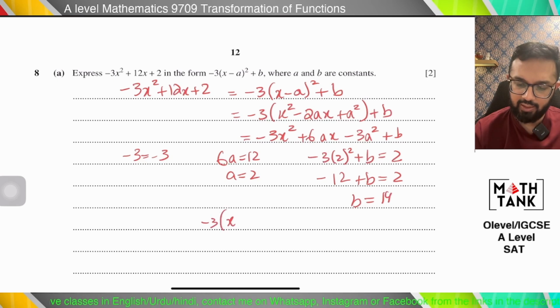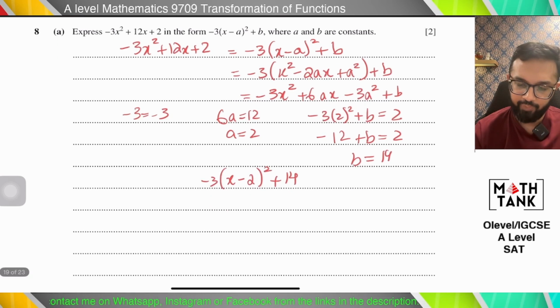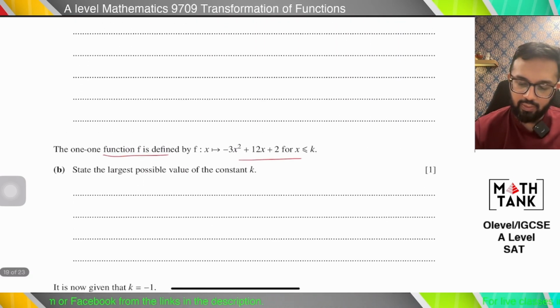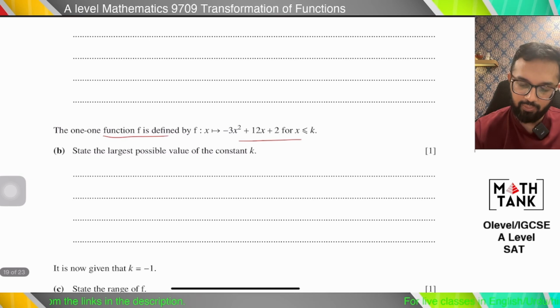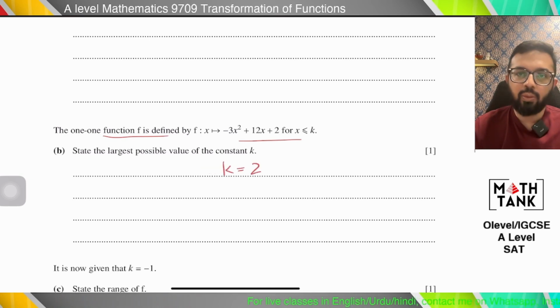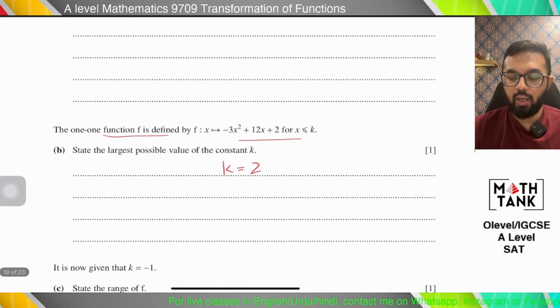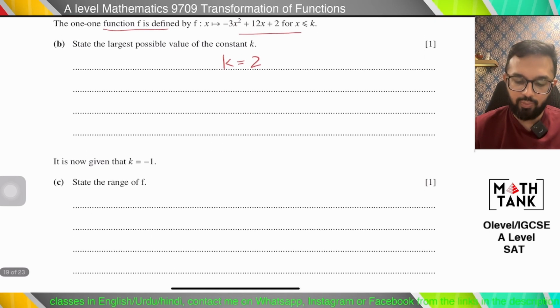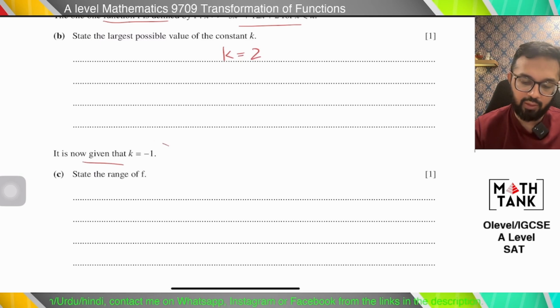Minus 3(x minus 2) whole squared plus 14. Okay, the found one function is this. So that's the x coordinate of the turning point. So that should be 2, k should be 2. That's where you need to cut the curve in order for you to have a one-to-one function. And one-to-one functions have inverses. It is now given that k is equal to minus 1, state the range of f.